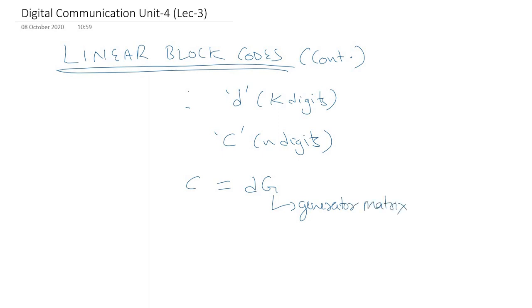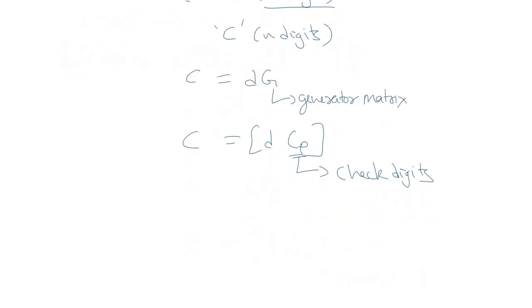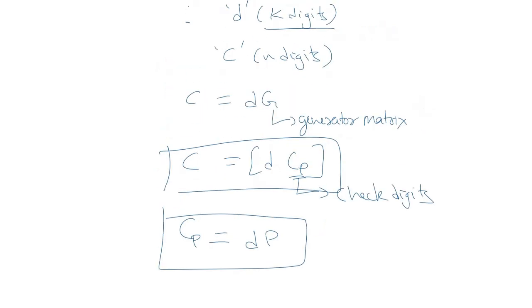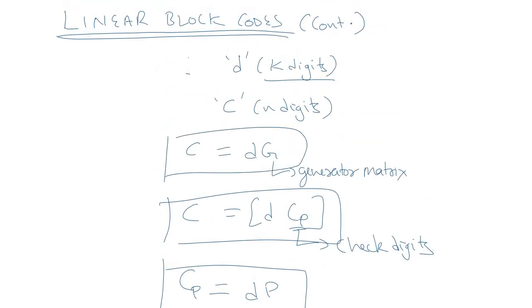And if we further simplify it, we can say that this code word C is nothing but the data word consisting of k digits concatenated with CP, where CP is the check digits, and CP is equal to D into P. So these were some important relations that we analyzed and derived in the previous lecture.